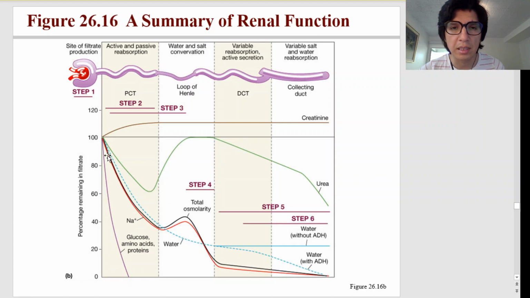Sodium gets reabsorbed here, so it leaves the filtrate and it gets reabsorbed, but some of it eventually returns to the filtrate.